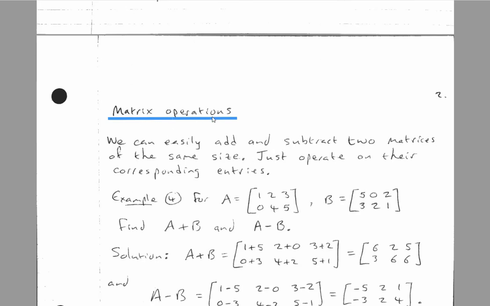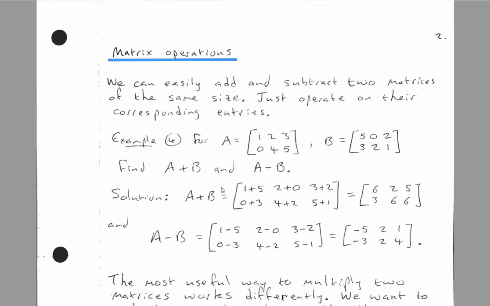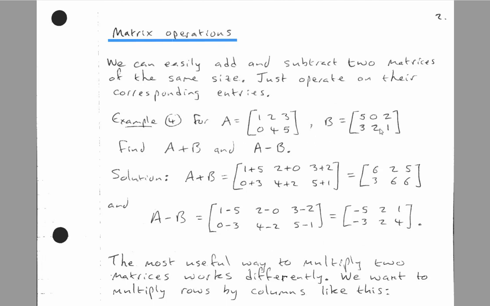Matrix operations. So how do you add and subtract two matrices? Well, first they have to be of the same size. Okay, so both m by n matrices, so the same number of rows and columns. And all you do is operate on the corresponding entries. So it's the simplest thing you can do.